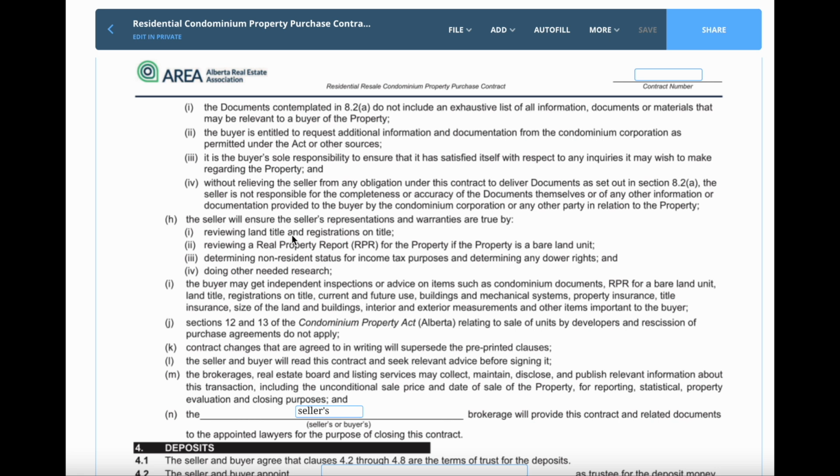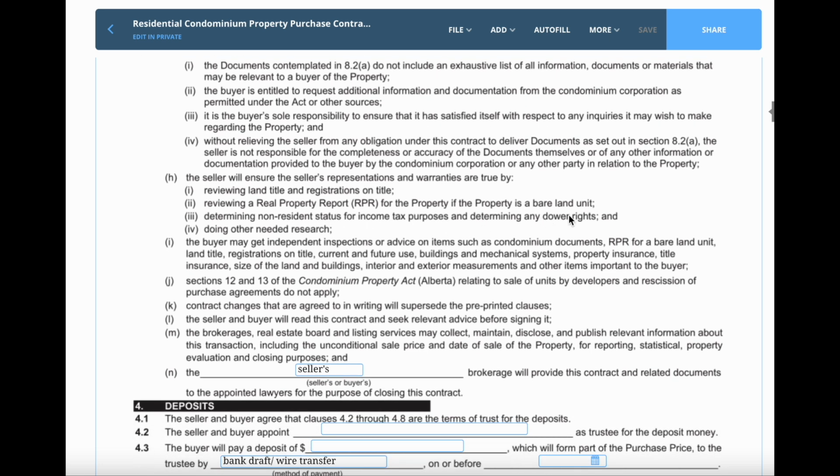He is reviewing, we are all reviewing, and the lawyers are reviewing the land titles and all the registrations. If there is an RPR that needs to be reviewed, then they are reviewing that. We gotta determine the non-resident status for income tax purposes, dower rights, which are the rights that talk about spouses having rights when it comes to the sale of the property, and maybe the spouse is not on the title, but the spouse has resided in the home, and any other research needed.